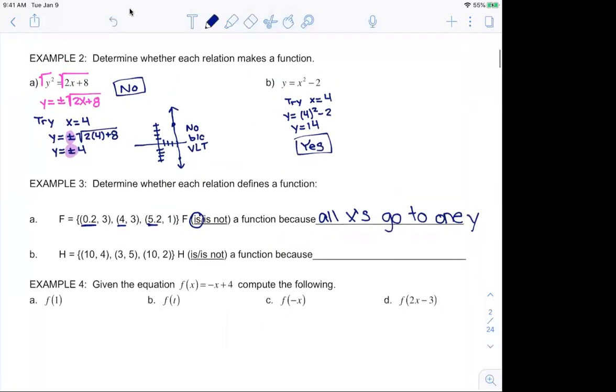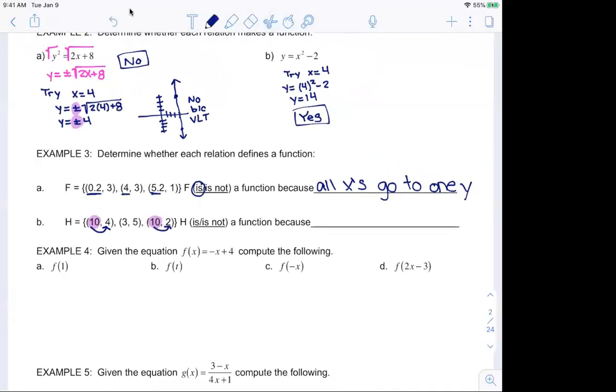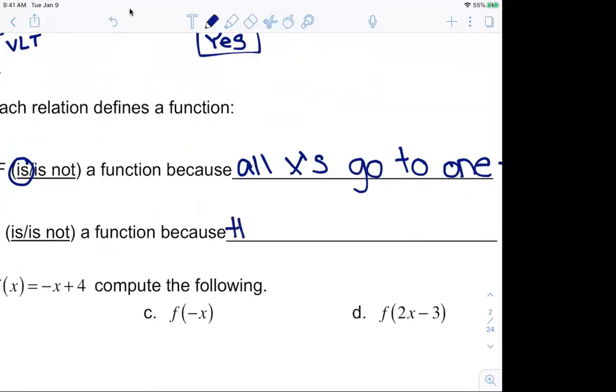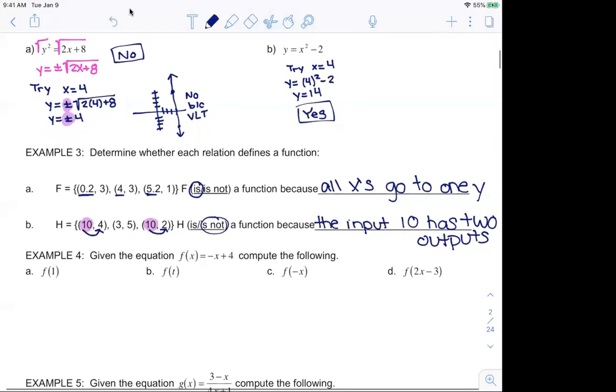But we'll show you an example where it's not. So this next one, notice we have 10 and it goes to 4, and then we have another 10 over here and it goes to 2. So that's two arrows from the same number leaving it. So again, for one x, you should have one y. So this is not a function because the input 10 has two outputs and we should only have one output, or has two y's. There's lots of different ways to say the same thing.